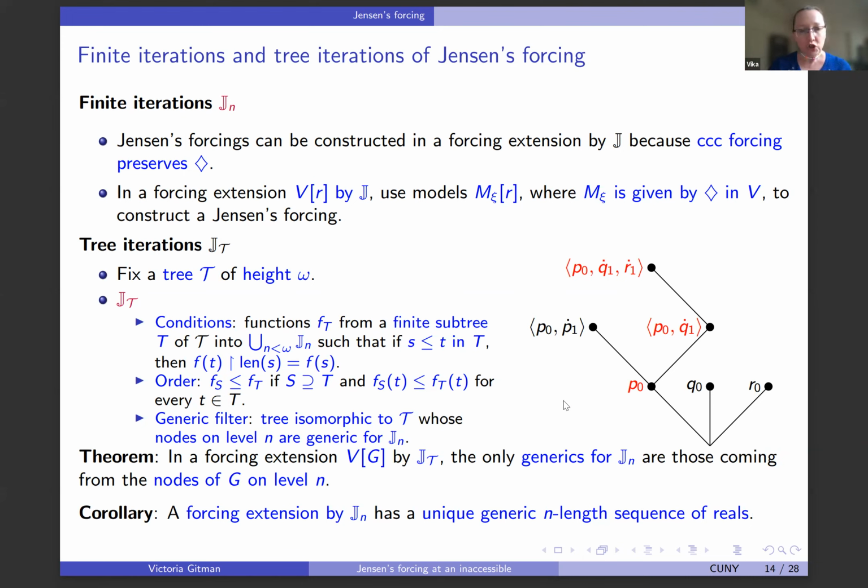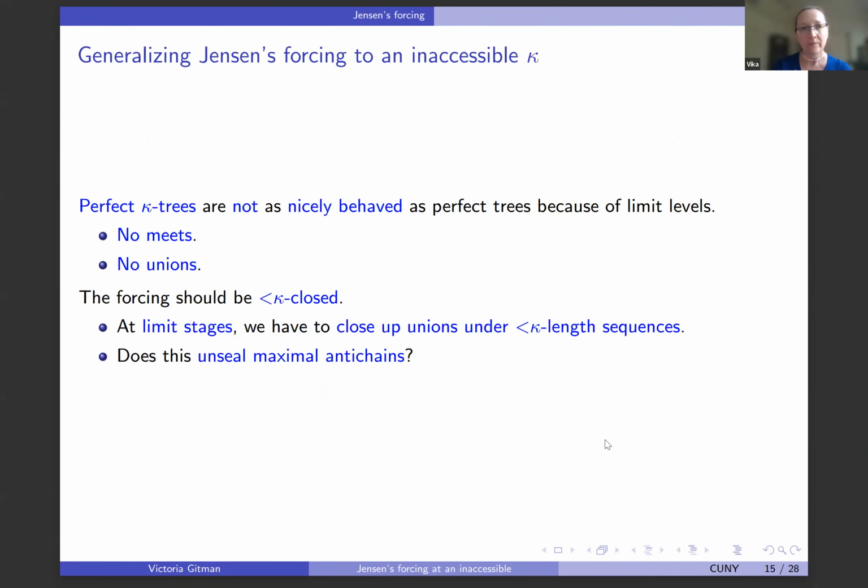Okay, and what we showed with psi is that in a forcing extension by such a tree forcing, the only generics for the finite iterations are the ones coming from the nodes of the tree. So this is another uniqueness of generics property, and it's a corollary of this that finite iterates have unique generics. Okay, so this finishes the first part.